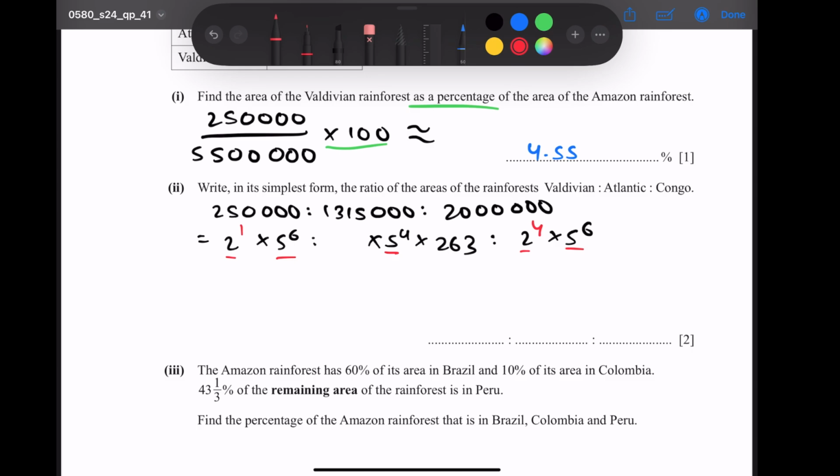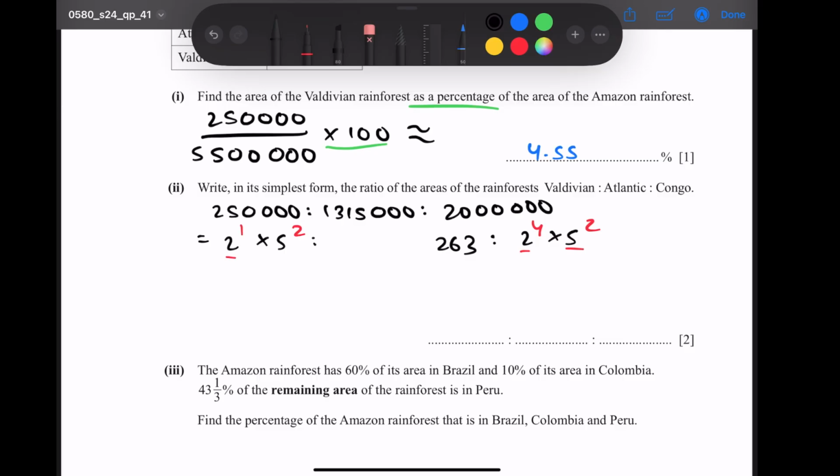Now if we divide these three numbers further by 5 to the power of 4, in the same way as before, we can cancel off 5 to the power of 4 in the middle term because it's the same number and any number divided by itself is 0. On the left hand side and on the right hand side, we can reduce 5 to the power of 6 to 5 to the power of 6 minus 4, which is 5 squared.